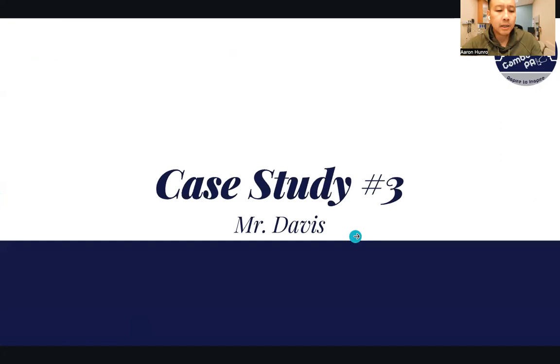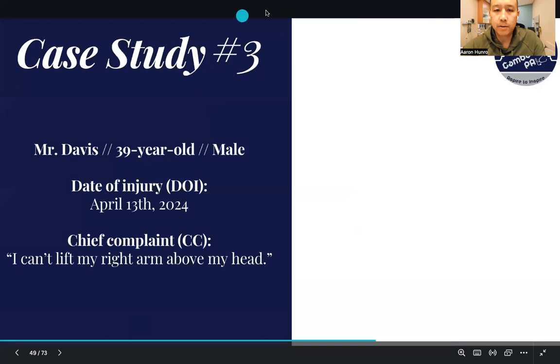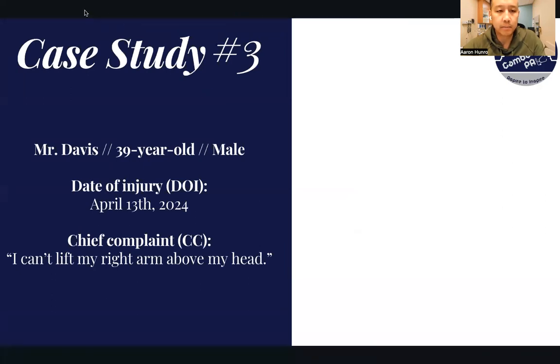So that leads us into this case study right here for Mr. Davis. So I'm going to go ahead and have somebody read this beginning case study, please. I can read it. Mr. Davis is a 33-year-old male. His date of injury is April 13th, 2024, and his chief complaint is that he cannot lift his right arm above his head. All right, cool. So we have Mr. Davis, 39-year-old male, got injured a few days ago, and chief complaint, right arm pain, right? So can't lift right arm above my head.